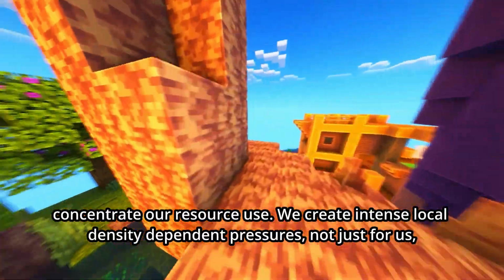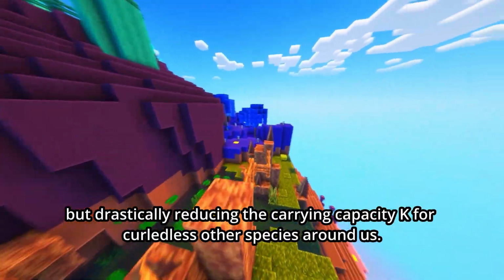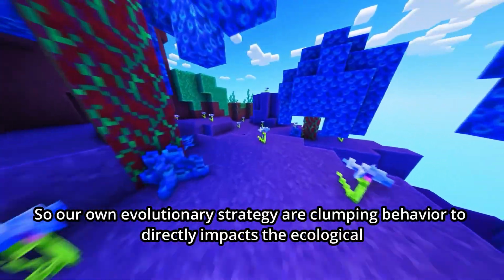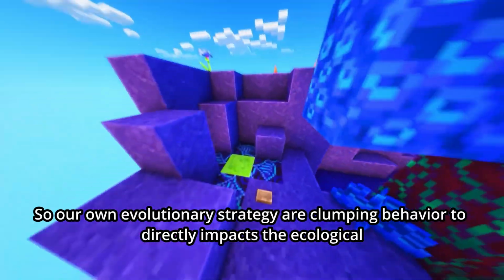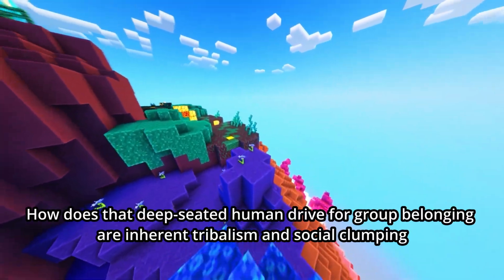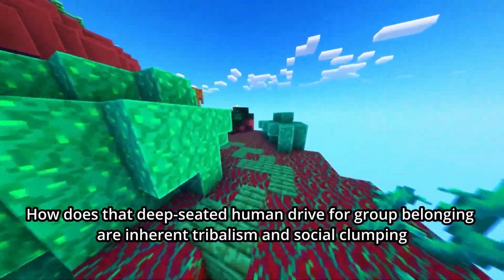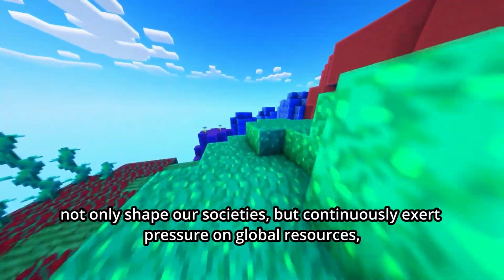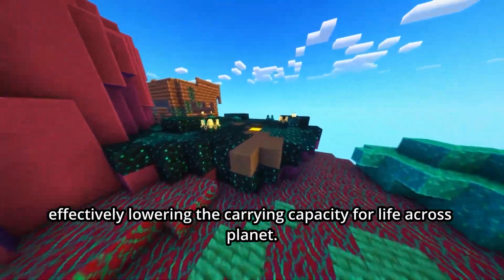We create intense local density-dependent pressures, not just for us, but drastically reducing the carrying capacity K for countless other species around us. So our own evolutionary strategy, our clumping behavior, directly impacts the ecological ceiling for everything else. It's a profound connection, so here's something to chew on. How does that deep-seated human drive for group belonging, our inherent tribalism and social clumping, not only shape our societies, but continuously exert pressure on global resources, effectively lowering the carrying capacity for life across the planet?